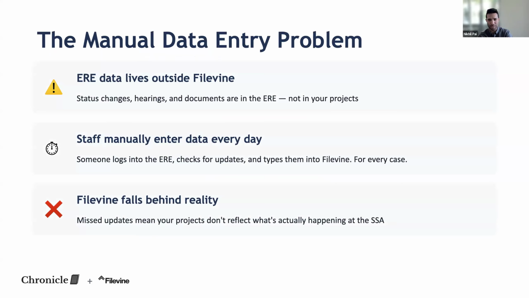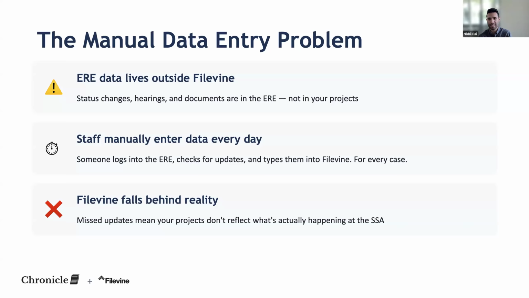The problem we're really trying to solve is that in SSA, especially when you have many cases running, whether it's 20 or thousands, a lot of data is changing all the time, whether it is the hearing date, the status of the case, the DLI and the AOD, or new documents coming in. A lot of that moves very quickly. It's all in the ERE and it's hard to keep track of. For a lot of firms, your case management system is your system of record, where you're doing all your work and tracking it, but it's disconnected from that ERE data. The ERE data lives outside of Filevine.